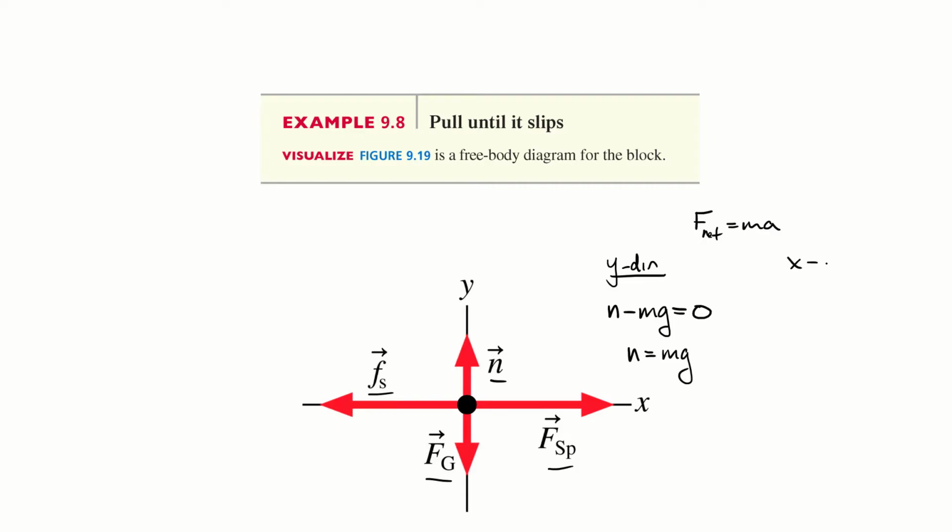If we look in the x direction at the x components, we have the force due to the spring in the positive direction and minus the force of static friction in the negative direction. And since we're looking at when that object's going to start sliding, we're trying to figure out the point where Fs is equal to Fs max, right?